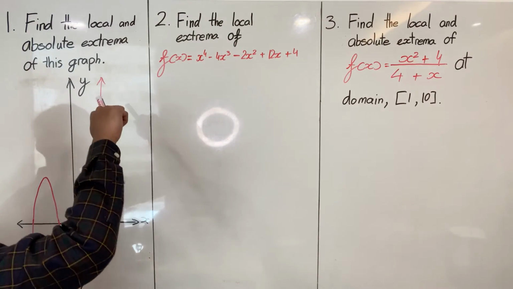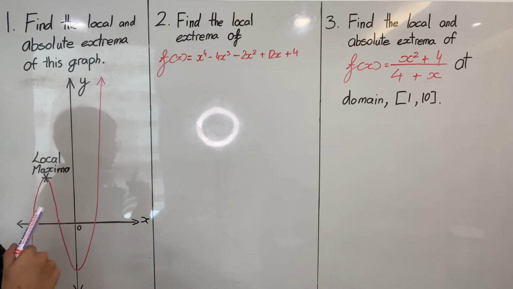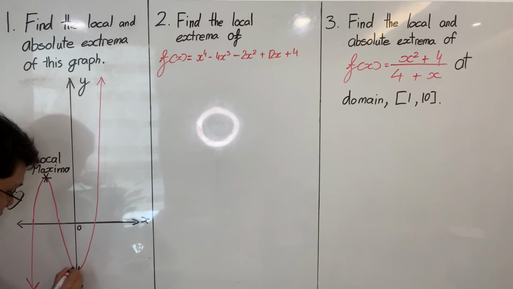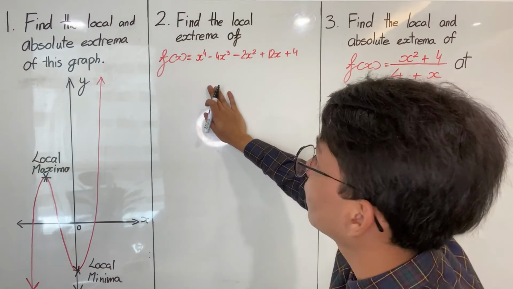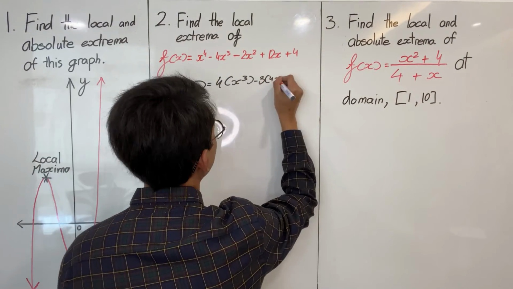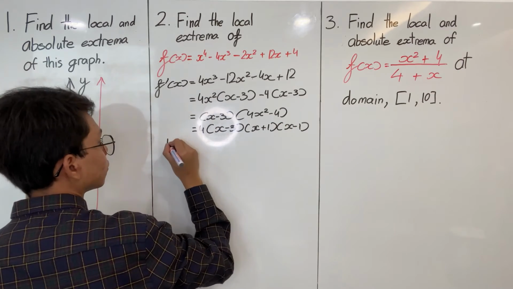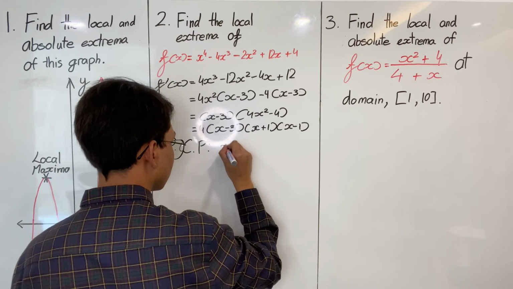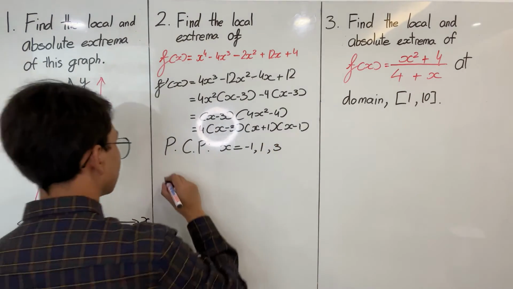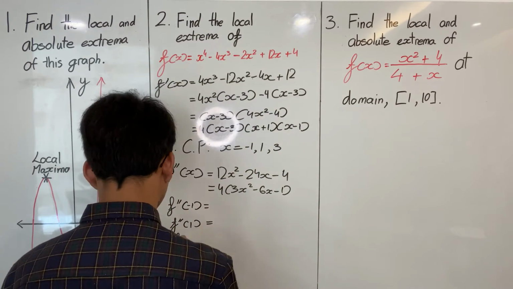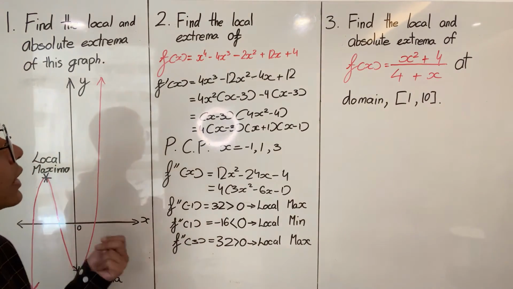So, find the local and absolute extrema of this graph. So the first one we can see here is the local maximum, which is right there. Then the second point is right here, which is local minimum. That's the answer for the first question. Now, second question. Find the local extrema of this function. So, this is the answer for question 2, finding the local extrema of this function.